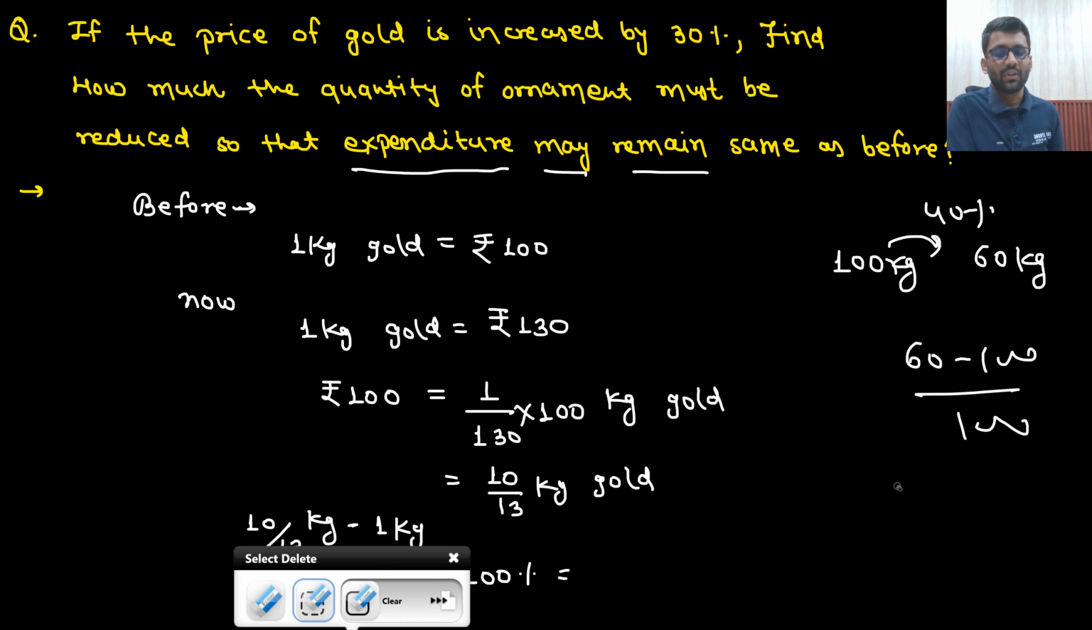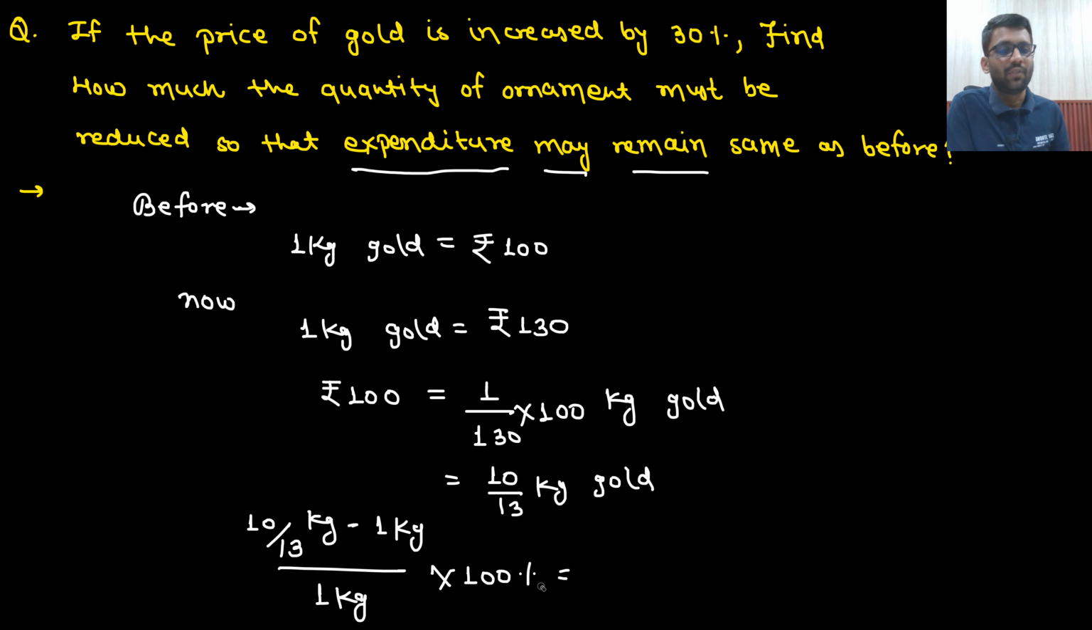Are you getting this point? So anytime you get confused that which one should come in the denominator, you should take an example. What they are saying, how much the quantity of ornament must be reduced. So first we were getting 1 kg, now in 100 rupees you are getting 10 by 13 kg only. So 10 by 13 minus 1 divided by 1. So what you will get? 3 by 13 into 100.